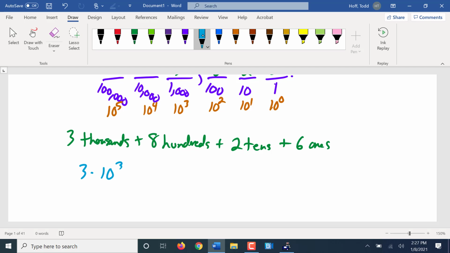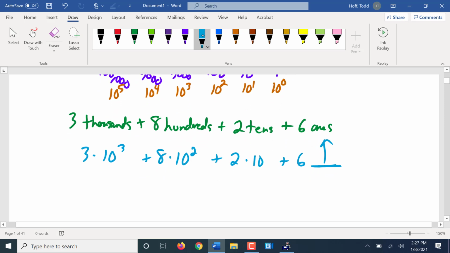We saw that a little bit with scientific notation. Plus 8 times 10 squared for hundreds, plus 2 times 10 to the ones is just 10, so I just write tens there. And we often, rather than writing 10 to the power of 0, we just leave no label there, and whenever there's no label put there, that's implied to be ones.